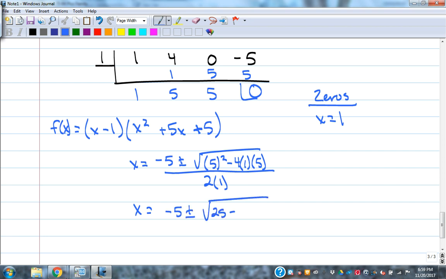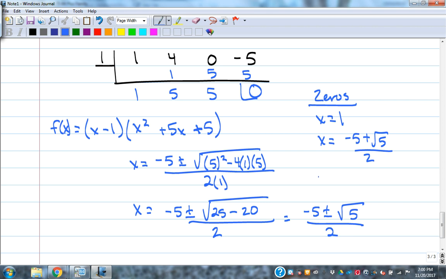It'll be 25 minus 20 over 2. That's negative 5 plus or minus the square root of 5 over 2. So my zeros are 1, negative 5 plus the square root of 5 over 2, and negative 5 minus the square root of 5 over 2. Since those are real numbers, there's no i involved there, I'm going to get the decimal approximation for those so that when I look at my graph for this polynomial, we can see where those are actually happening.